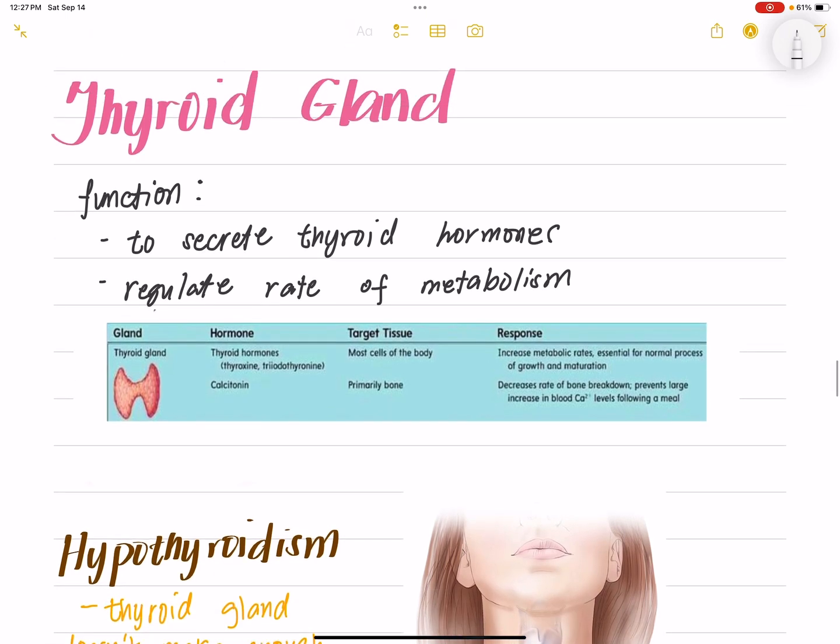Okay, thyroid gland function is to secrete thyroid hormones, regulate rate of metabolism, diba? Ang bakugina, the basal metabolic rate of the body. Okay?